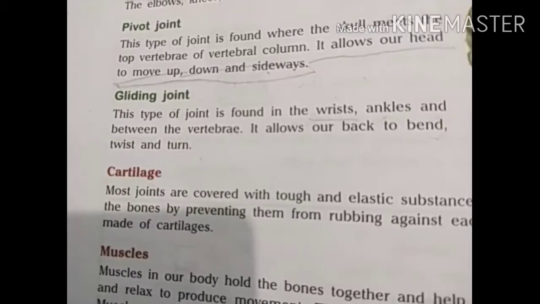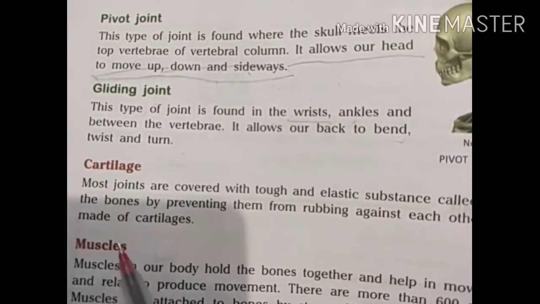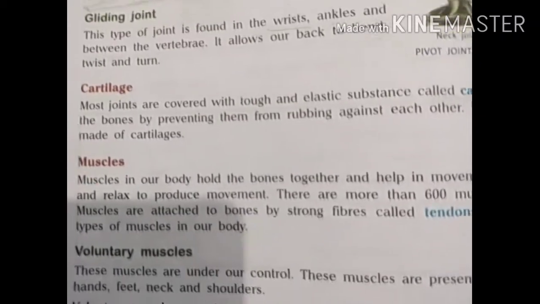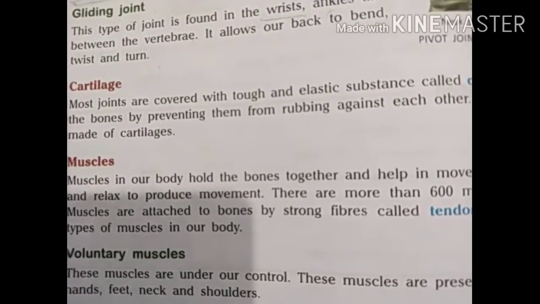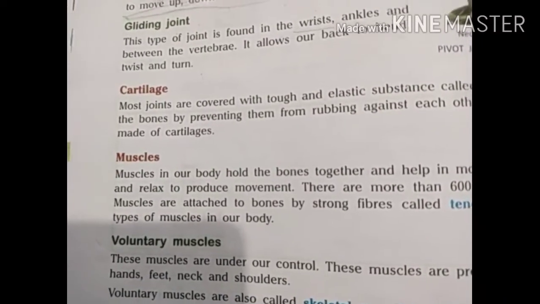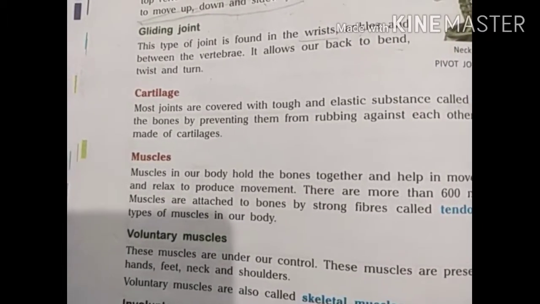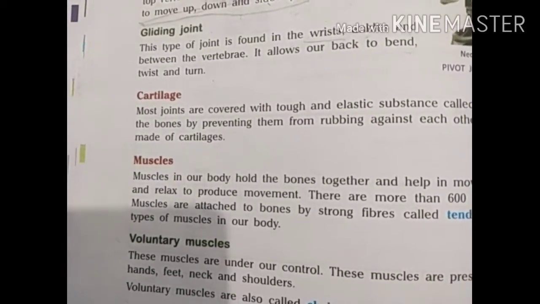So let's begin the theoretical portion of the video. Children, after the joints, today we will cover some different topics of this chapter: cartilage, muscles and types of muscles, how the muscles work, and how we can keep our muscles and bones healthy. I hope you all have understood joints and the different parts of the skeleton, so I'm going to start with cartilages and muscles.